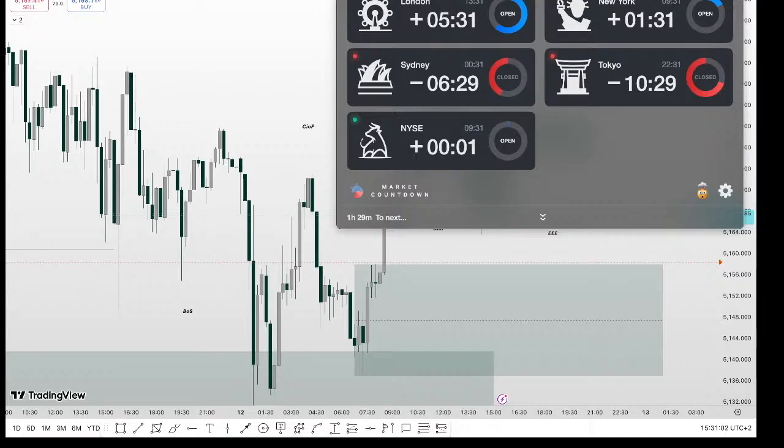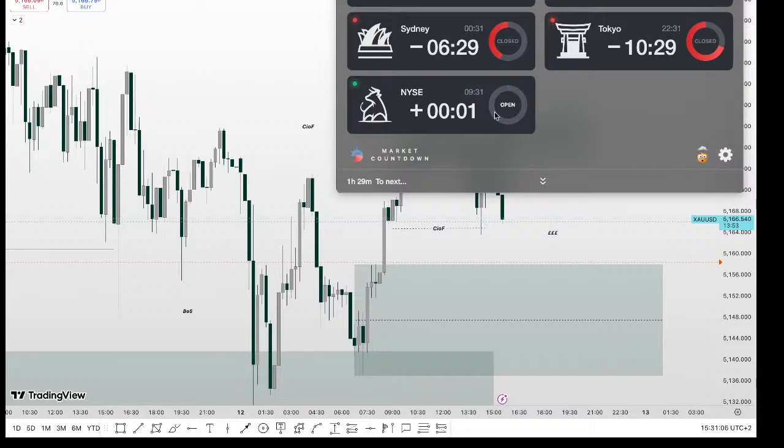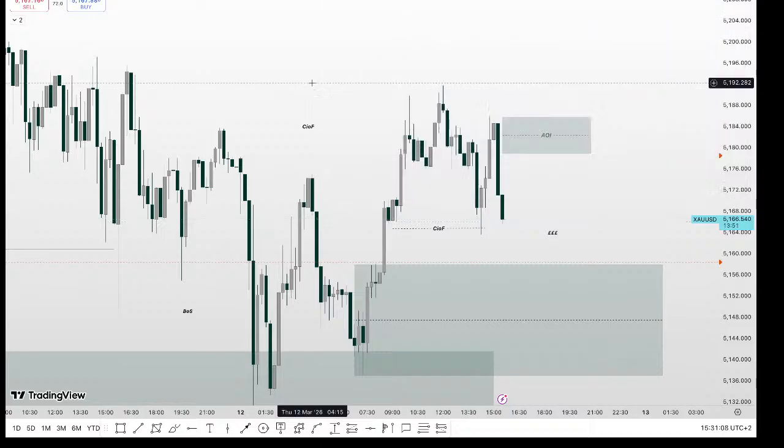Bell has rung. Yep, we open. Market is open. New York is open. Let's see what the market has for us.